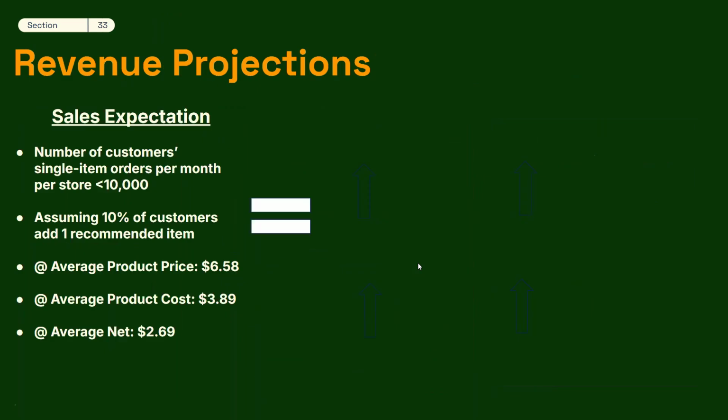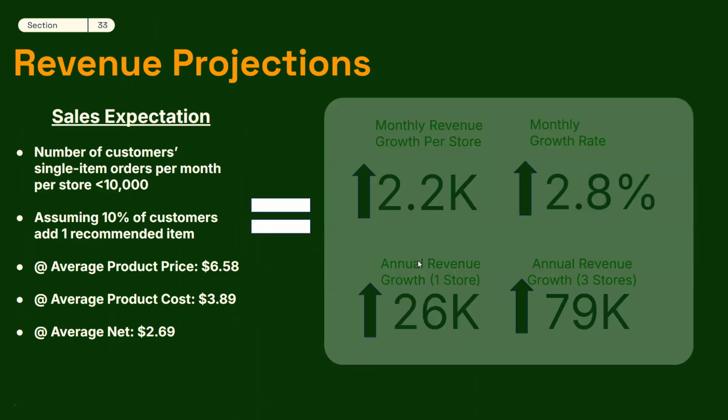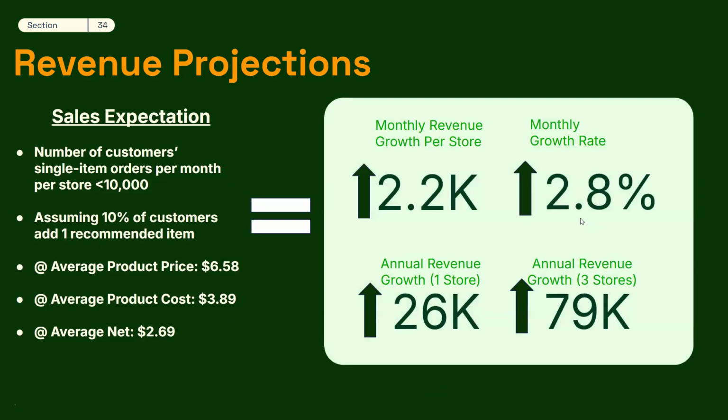The revenue projection is that we assume 10,000 sales will be made in 1 month. If that is the case, we're going to have an uplift of 2.8 percent in monthly gross sales, which is $2,200 per month, standing at $26,000 per annum per store. Since we're working with 3 stores, it's going to be upsales of $79,000.